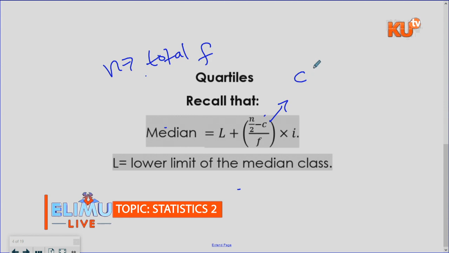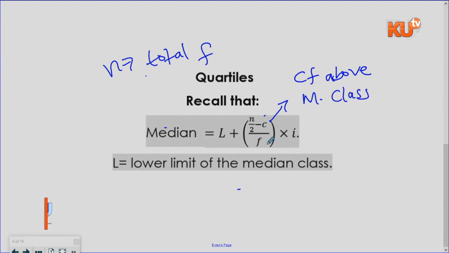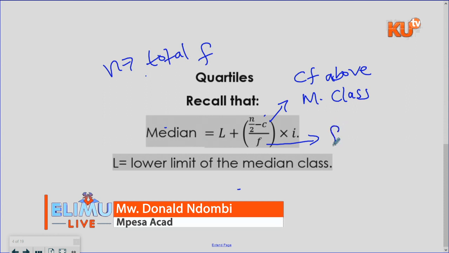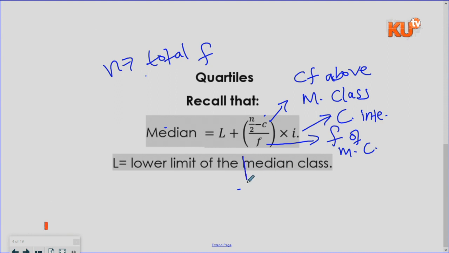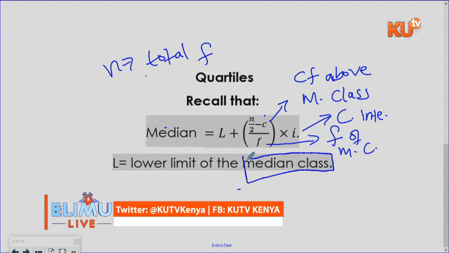Then we have what we are calling C. This C is the cumulative frequency above the median class. Then there is that F here. This F is the frequency of the median class. Lastly, I comes from interval, so that is the class interval. If your work here is just to identify the median class, you have only two tasks. One, identify the median class. Two, remember this formula. Once you remember those two, you are done. Very easy.